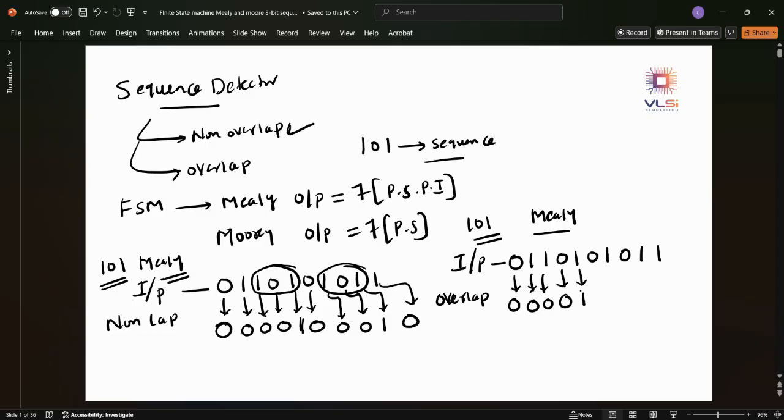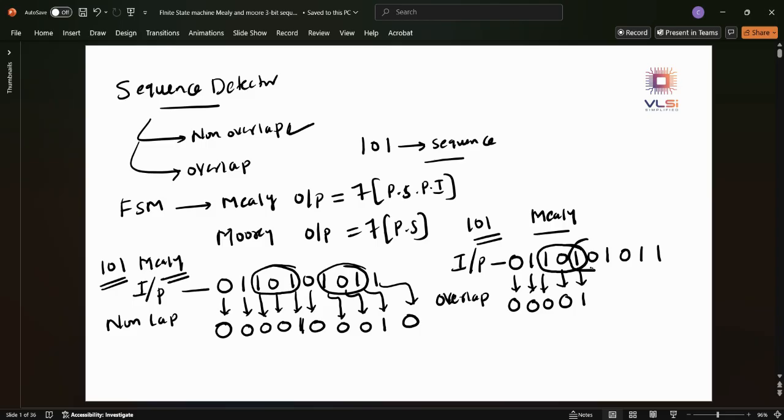That means in the overlapping case, the final bit of the sequence can be the first bit of the next sequence. So where will it start from? It will start from the final bit, which will be the first bit of the next sequence. That means it will start from 1.